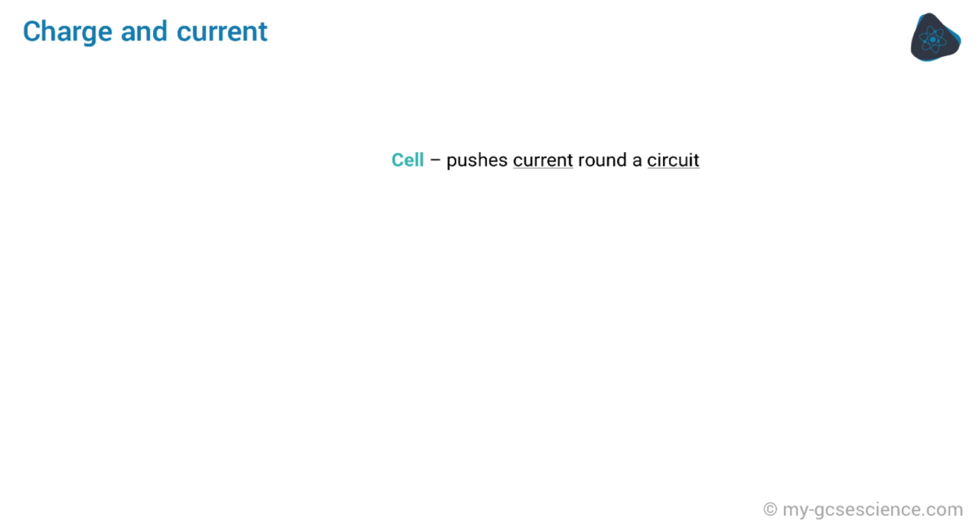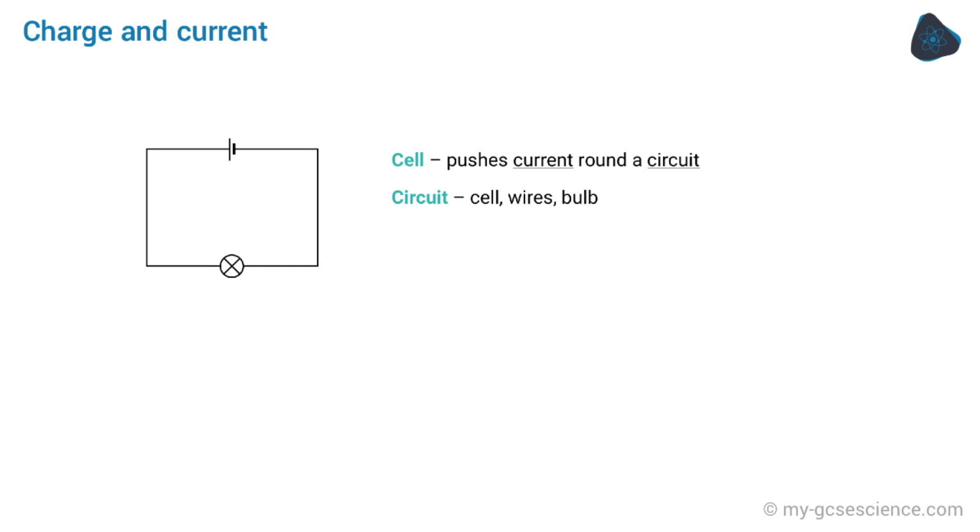We know from the circuit symbols video that a cell is something that pushes current round a circuit. Now, one of the simplest circuits we can build looks a little something like this. The current which comes out of one end of the cell flows round the wires, through the bulb, round some more wire, and then back into the other end of the cell.